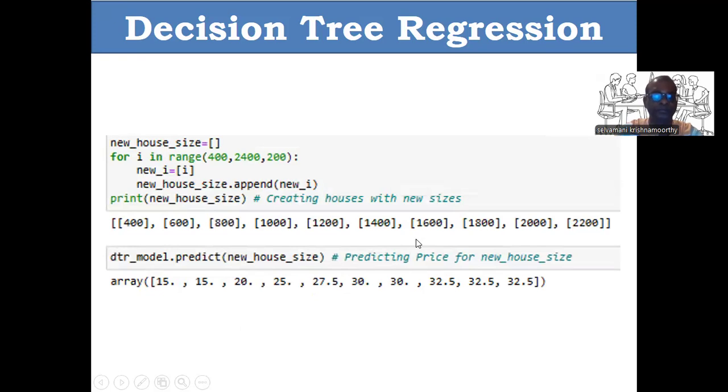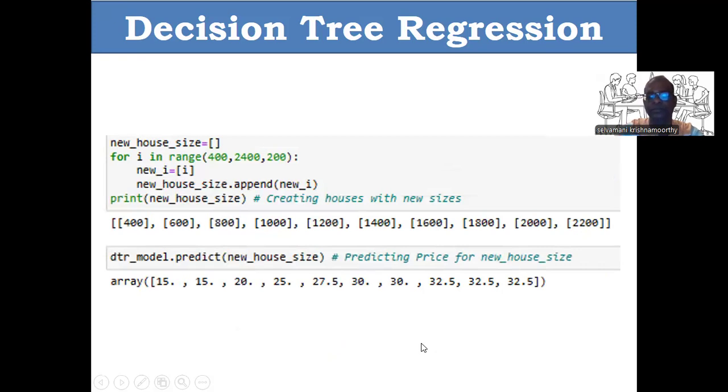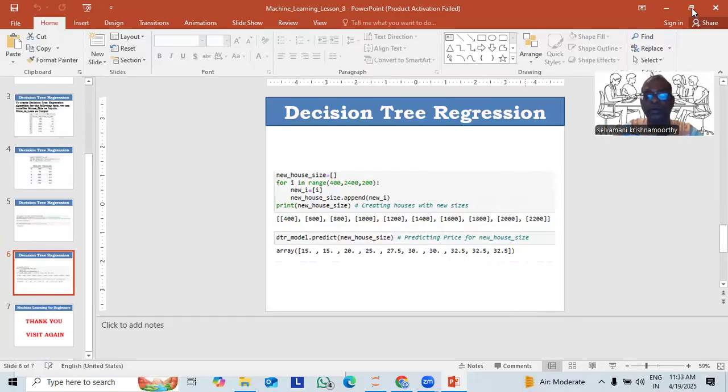See it here, 20. For sizes more than 1800 square feet, we don't have data beyond 1800, only 1750. 1800, 2000, 2400, everything is very much close to 1750. It predicts only 32.5 lakh. 32.5, 32.5, 32.5. I hope it is clear. Same thing I will demonstrate in front of you.